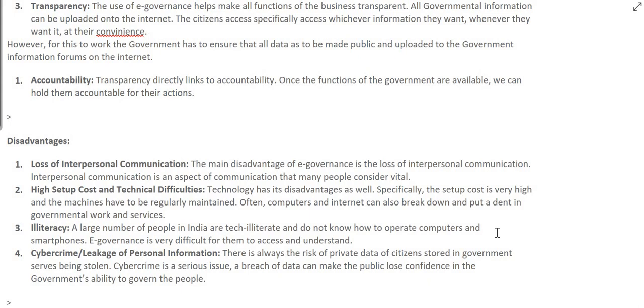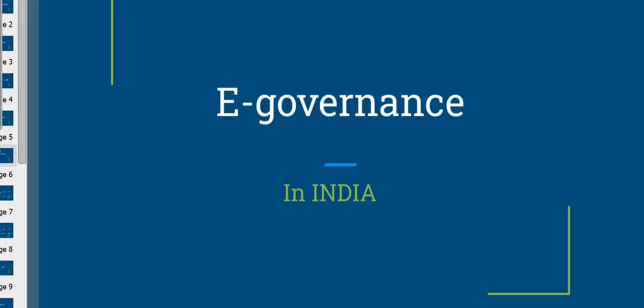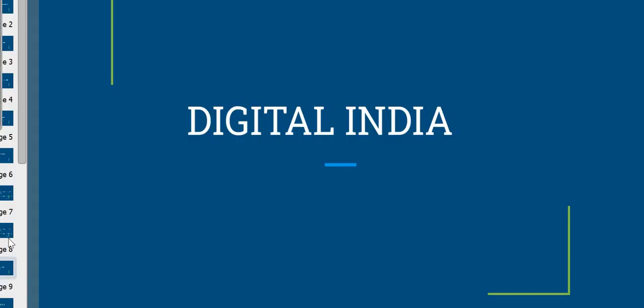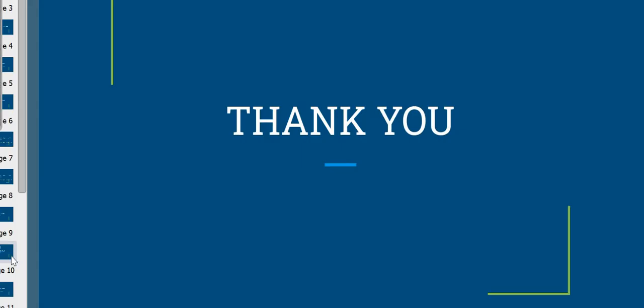Another disadvantage is cybercrime, the leakage of personal information. There is always a risk of private data of citizens stored in government servers being stolen at any time. So people may lose confidence in the government's ability to govern the people. Therefore, the above are some advantages and disadvantages, and the definition and objectives of e-governance.